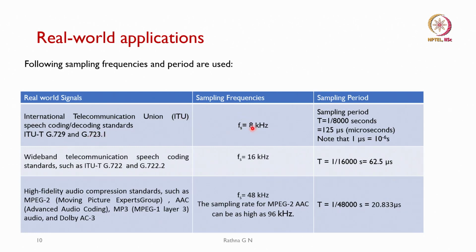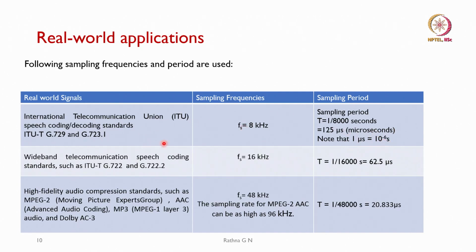There the sampling frequency used is 8 kilohertz. So, when we say 8 kilohertz, the sampling period T is given by 1 by Fs, which is 1 by 8000 seconds. That constitutes 125 microseconds. Here, 1 microsecond is equal to 10 power minus 6 seconds.